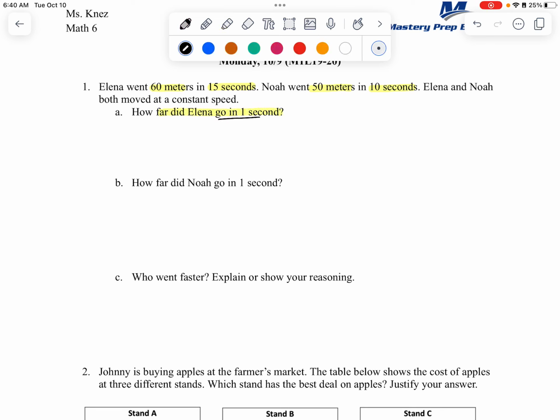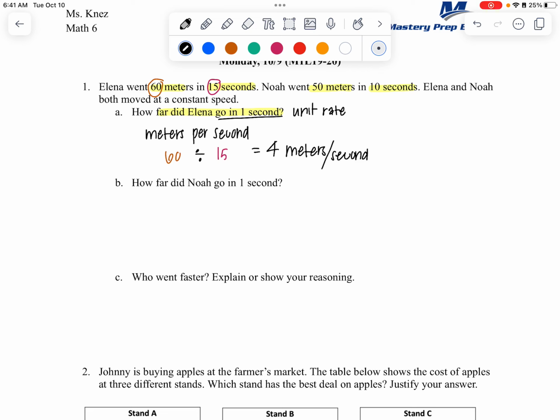When we see go in 1 second, we know that we're looking for a unit rate here. And more specifically with the units we're working with, we're looking for meters per second. And so we know we'll need a division sentence. We'll divide the number of meters we know for Elena, so that's 60, by the number of seconds we know for Elena, which is 15. Which gives us a final answer of 4 meters. Remember, we can use this slash for per second.